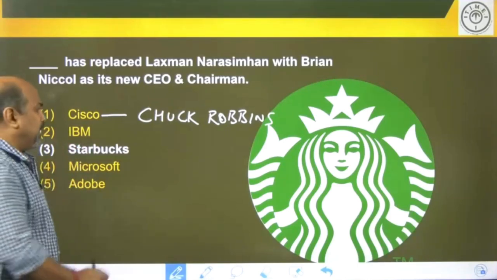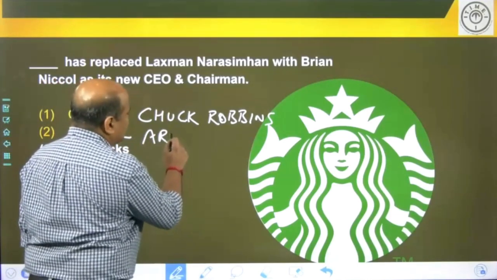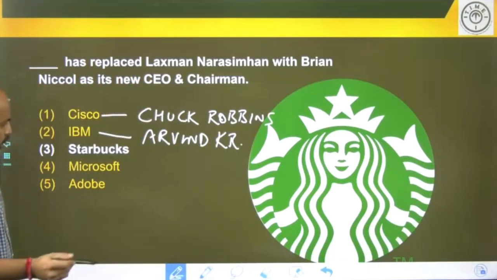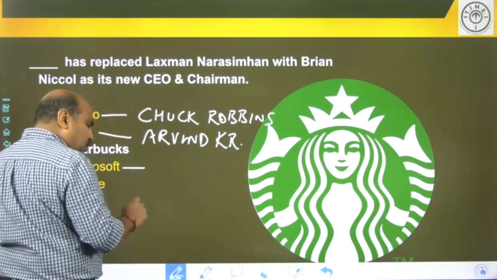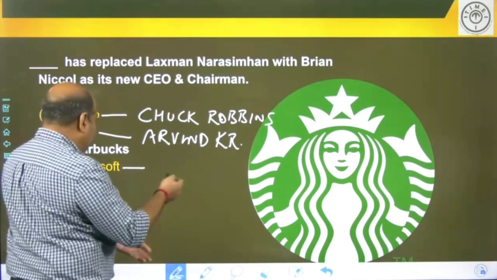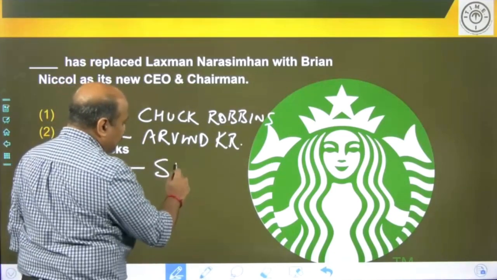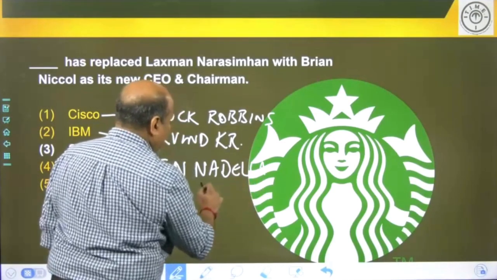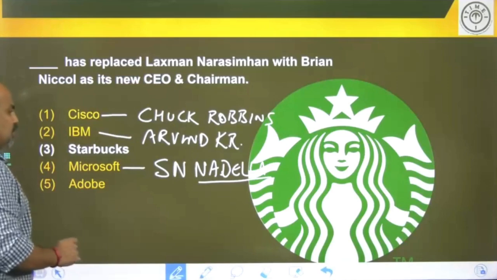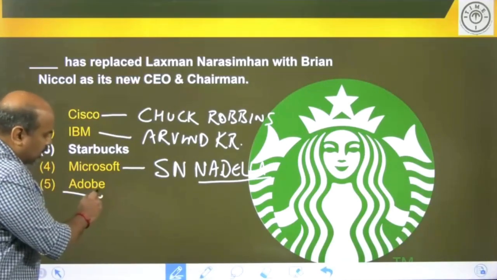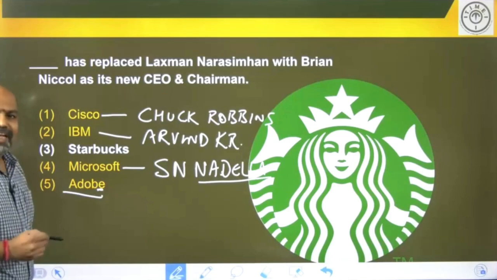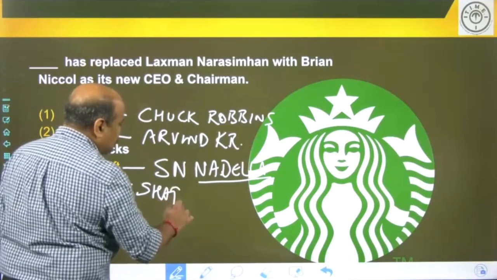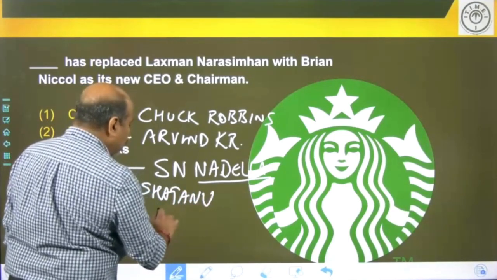IBM is headed by an Indian, the CEO is Arvind Krishna. Microsoft, again another person of Indian origin. These are all American citizens. But anyway, Satyanarayana Nadella. Nadella. Satyanarayana Nadella. Adobe, the E is pronounced, it's Adobe. And Adobe is headed by another person of Indian origin, Shantanu Narayen.